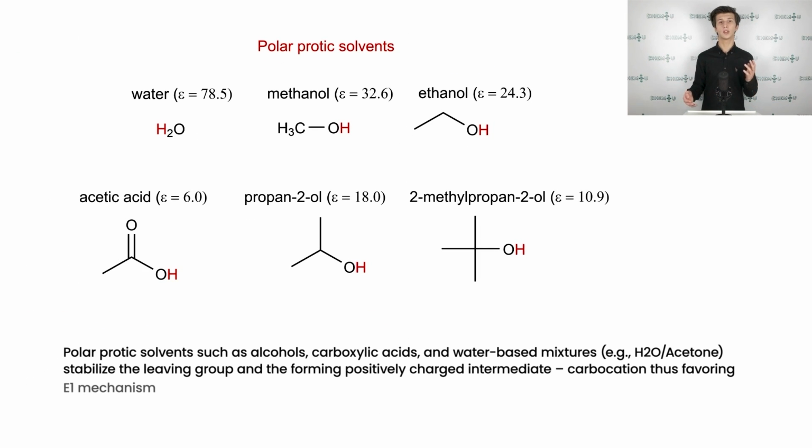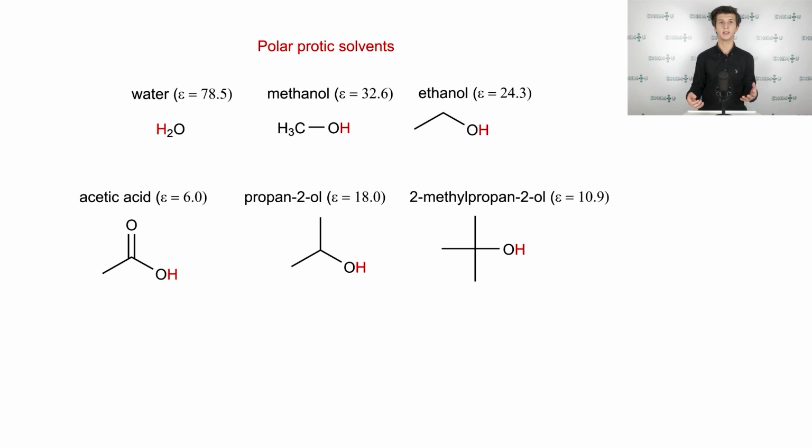We have already said that solvent can also have a significant influence on the mechanism according to which the elimination will proceed. And again, as we know, protic polar solvents favor SN1 reaction because they can solvate the leaving anion properly, thus decreasing its energy. The same trend can be observed in the case of E1. Polar protic solvents such as alcohols, carboxylic acids, and water-based mixtures stabilize the leaving group and the forming positively charged intermediate, carbocation, because they represent good ionizing, ion-solvating media. That's why they favor E1 mechanism.